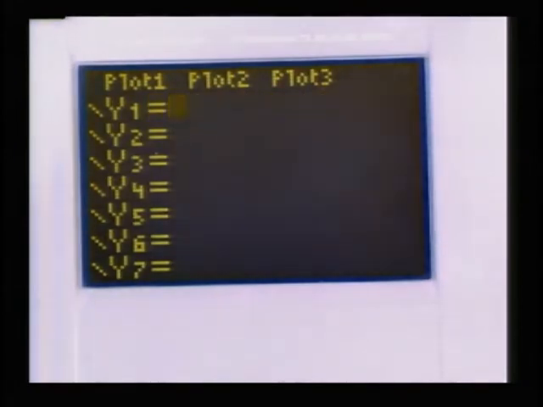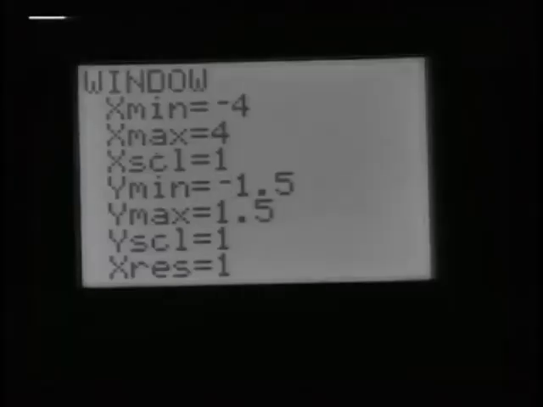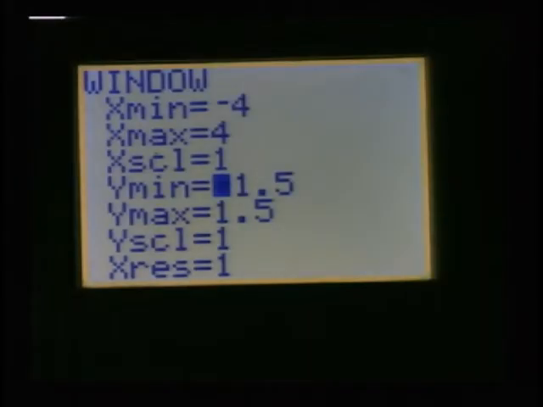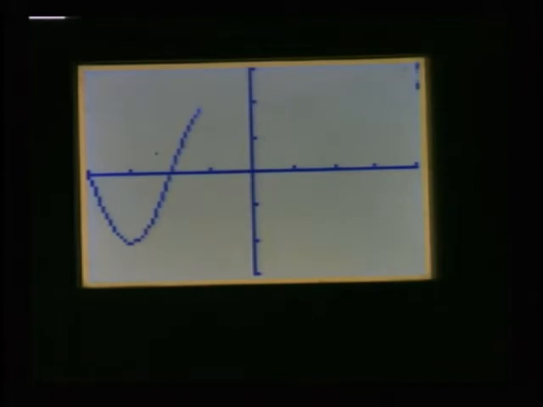And so what we're going to do is key this problem in here, which was 2 times the sine of negative pi times x divided by 2. Is that correct? And I'm going to build a viewing window, negative 4 to 4, 1. My amplitude should be 2. So I want to go a little further than that, negative 3, 3, 1 on my y readings. Hit graph, and it better land just like we drew on the board. Otherwise, we have a problem.